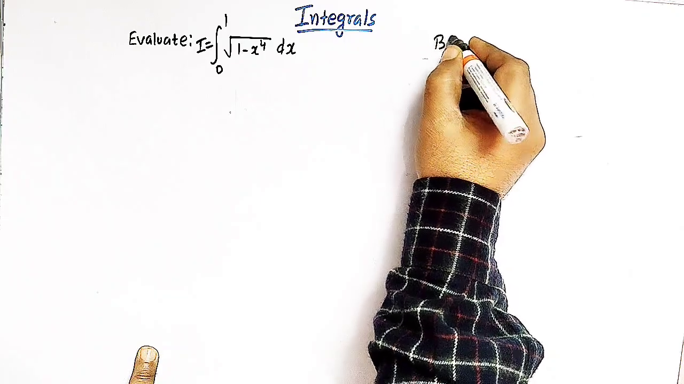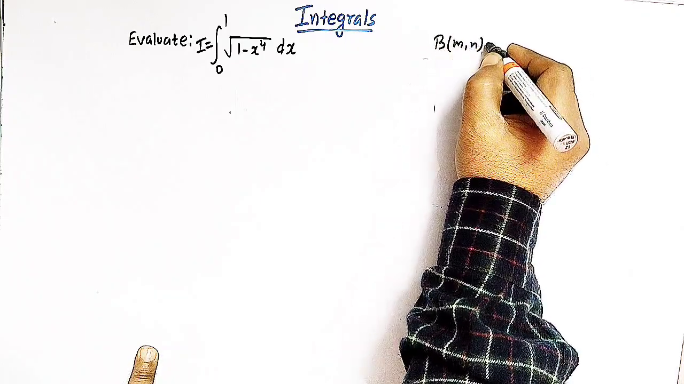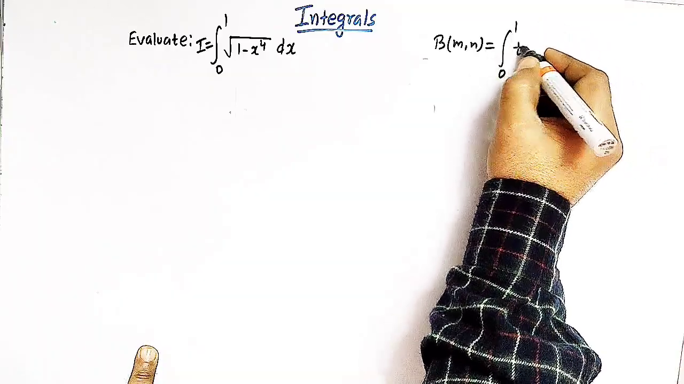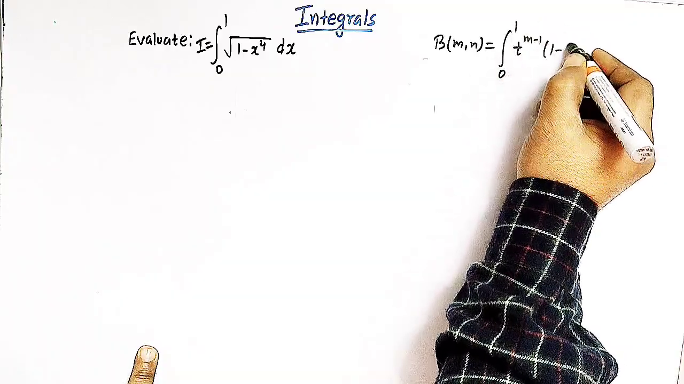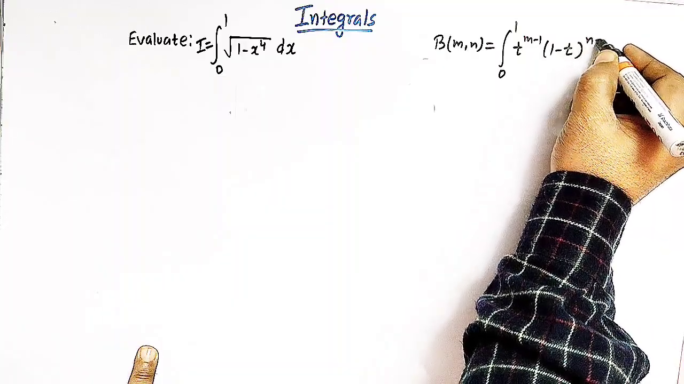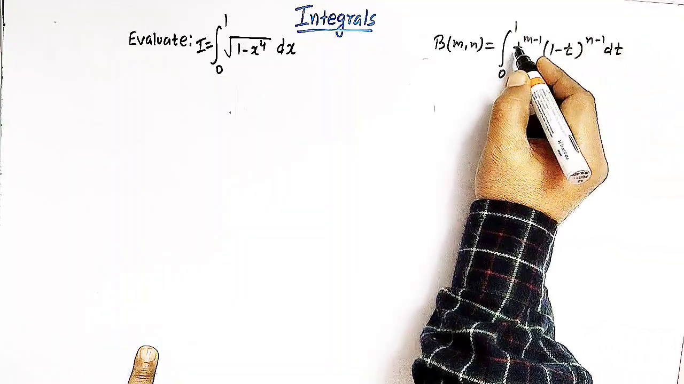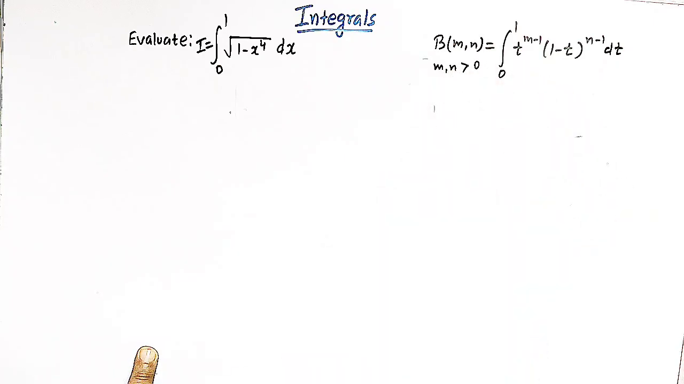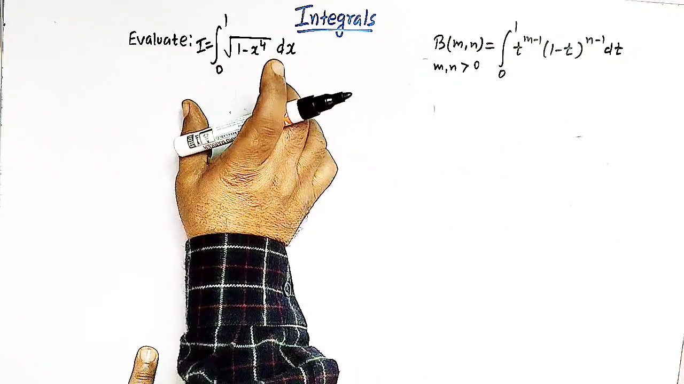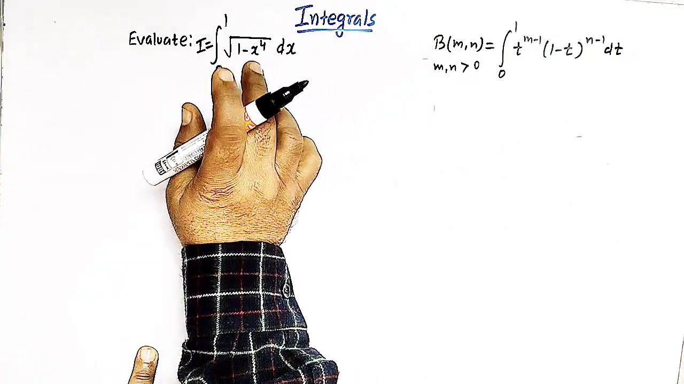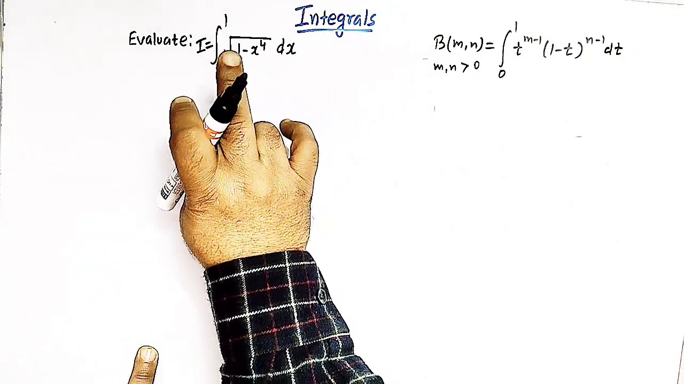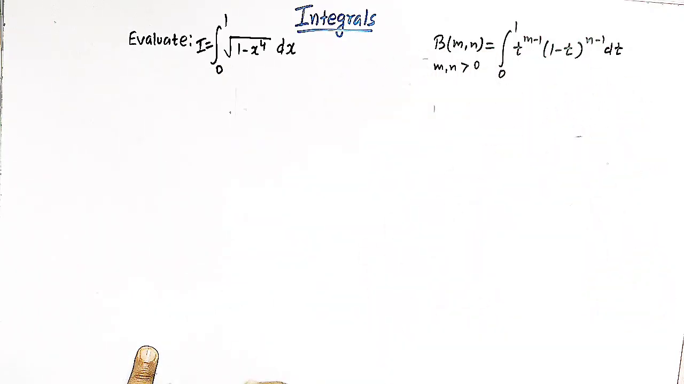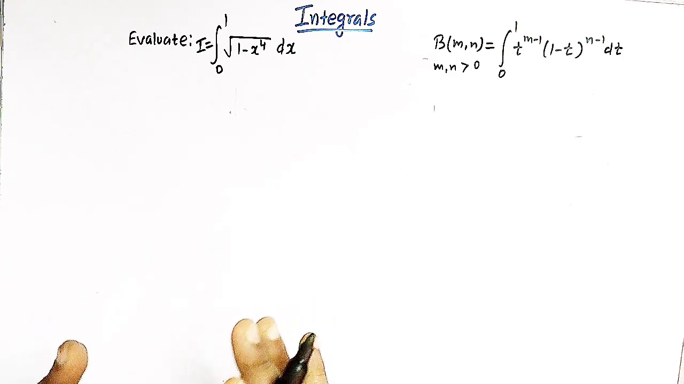So here the beta function is defined as beta m comma n, and this is given by the integral from 0 to 1 of t raised to m minus 1 times 1 minus t raised to n minus 1 dt. And remember, m and n are greater than 0. So here, by making use of the method of substitution, we'll first convert this integral into this one, and then we'll apply the relationship between beta function and gamma function.